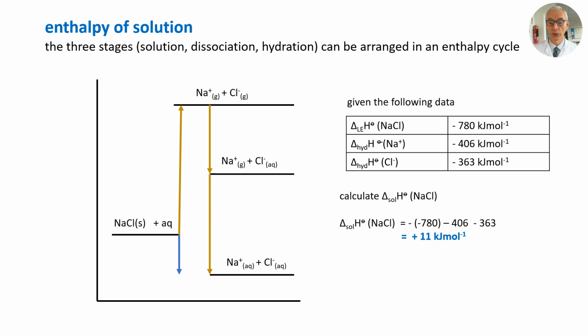So this of course, we want to work out what enthalpy of solution is, so we don't know that. We know this is minus 780. The enthalpy of hydration of the chloride ion is minus 363, and of the sodium ion minus 406. So please note it's minus a negative number. So we've got enthalpy of solution is minus 780, minus 406, minus 363 comes to plus 111 kilojoules per mole.